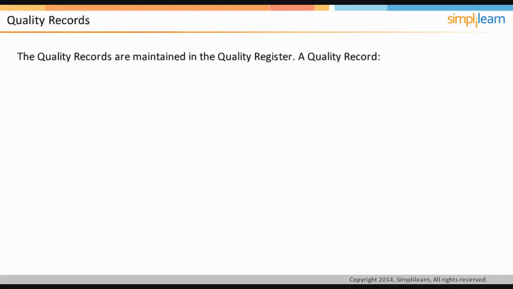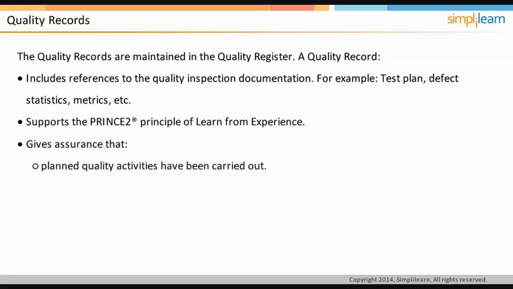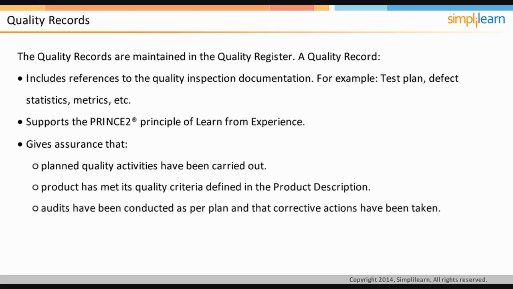The quality records are maintained in the quality register. It also includes references to the quality inspection documentation, for example, test plan, defect statistics, metrics, etc. It supports the PRINCE2 principle of learn from experience. It gives assurance that planned quality activities have been carried out, the product has met its quality criteria defined in the product description, audits have been conducted as per plan, and that corrective actions have been taken.